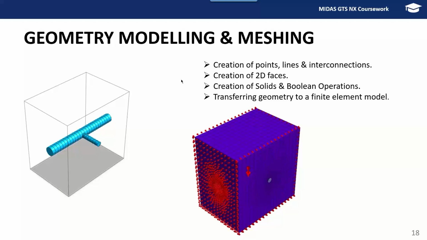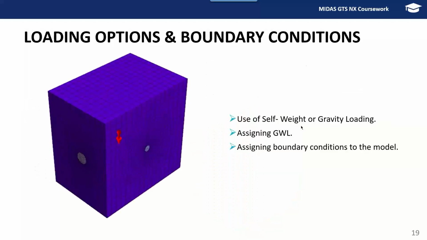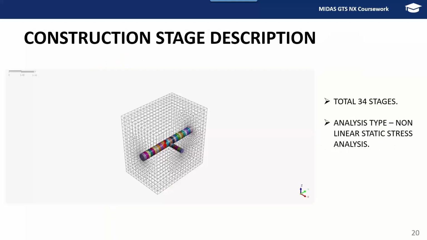So geometric modeling is nothing but creation of points, lines, and intersections. Then we create 2D faces. Then we'll create the solids and start with the Boolean operations. And finally, the geometry will be transferred to the finite element model that will look like this. So this is the complete model that is incorporated with the loading cases for the self weight and also the boundary conditions. For loading and the boundary conditions, we'll just have the self weight or the gravity. And if you want, you can also have the groundwater layer assigned in there. And then we assign the boundary conditions, that is the fixed and the roller boundaries.